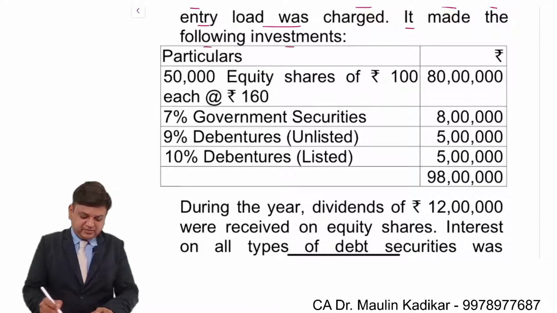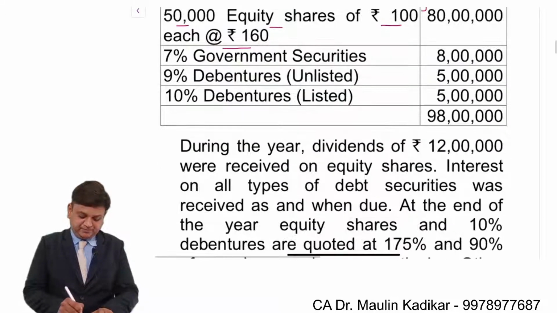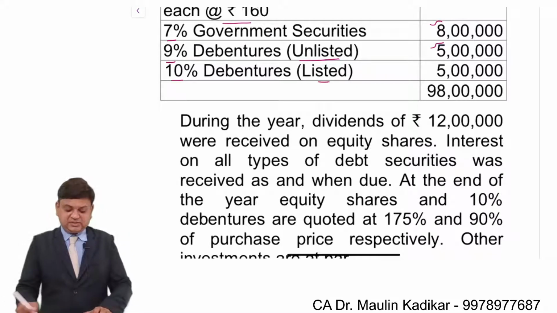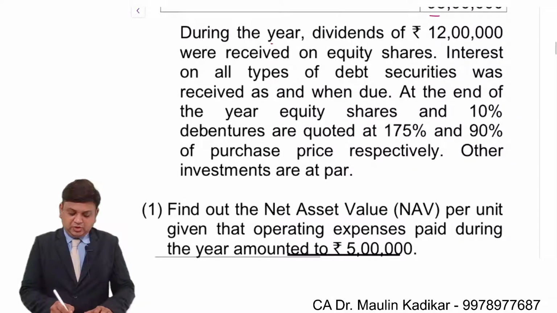It made the following investments: 50,000 equity shares of rupees 100 at the rate of 160, 80 lakhs. 7% government security, 8 lakhs. 9% unlisted debentures, 5 lakhs. 10% listed debentures, again 5 lakhs. Total is 98 lakhs. During the year, dividend of rupees 12 lakhs was received on the equity shares.